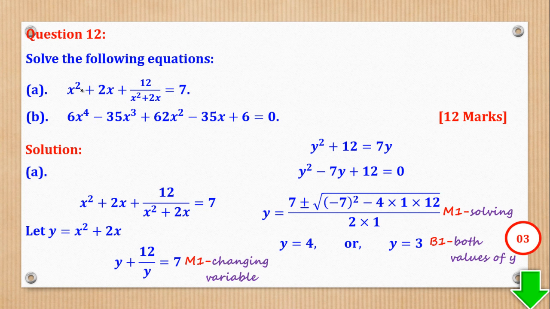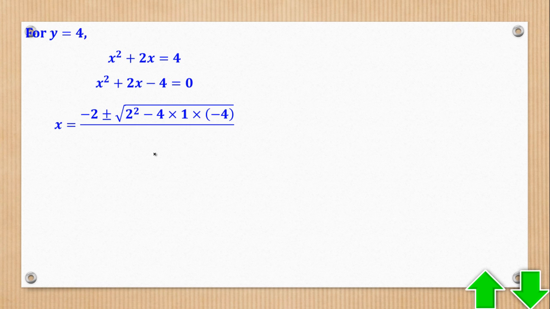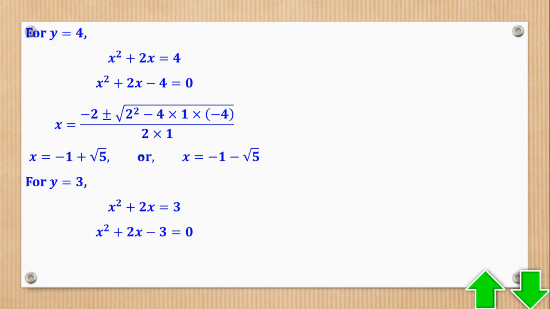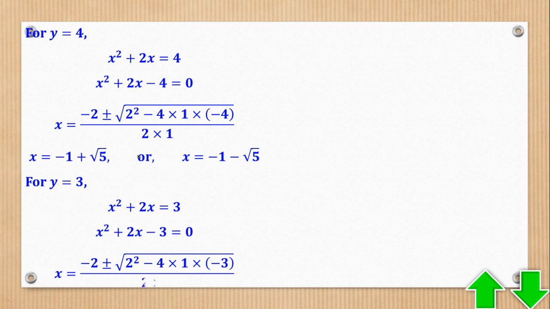So for each value of y, we shall remember this. So we shall come here and say, for y equal to 4, that is equal to 4, which gives a quadratic, and you solve it using the quadratic formula to get two values of x. For y equal to 3, still you get a quadratic, which can be solved to get the two values of x. And that's what they wanted.